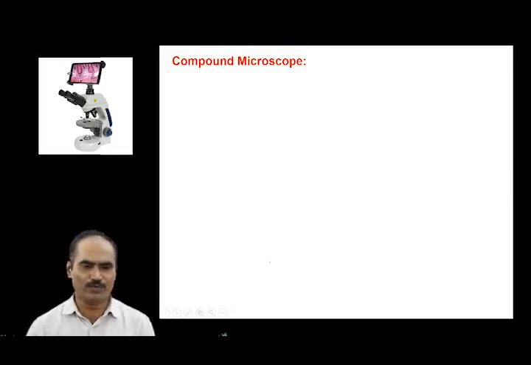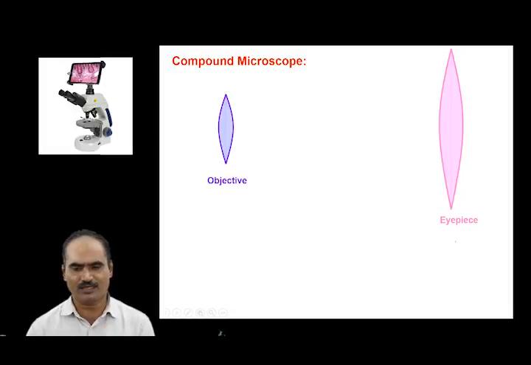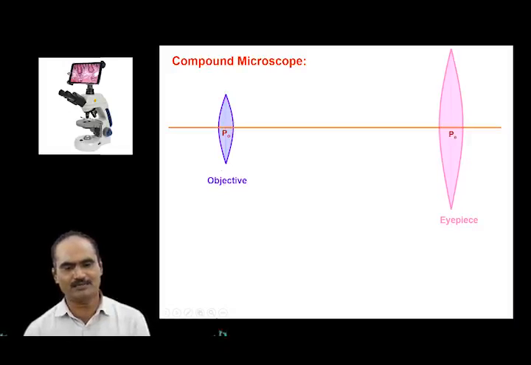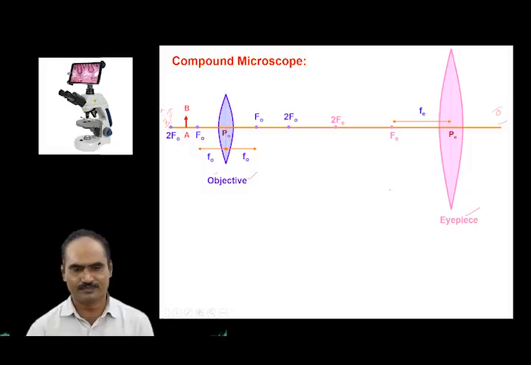After this we will go for the compound microscope. In the case of a compound microscope, we use two lenses. One is the objective, another is the eyepiece. The objective is the lens which is nearer to the object when you keep an object here, and the lens which is nearer to the eye is called the eyepiece. Now let us see here. f0 is the focal length of the objective and fe is the focal length of the eyepiece.